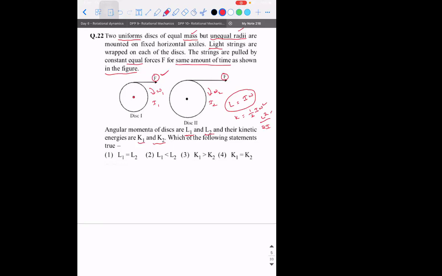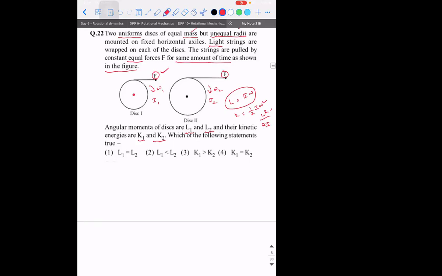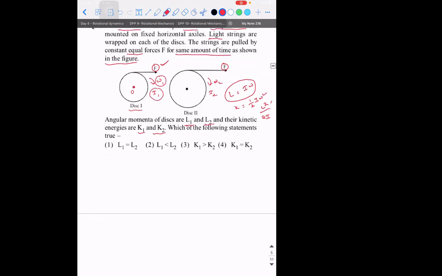So initially, before the force was applied, I'm concentrating only on this one. Listen to it. So the force is causing a change in angular momentum. Why am I saying it's causing a change in angular momentum? Because initially the angular momentum was 0. Finally, the angular momentum at some point is going to be I1 into omega 1. Maybe it is increasing with time. We don't know.